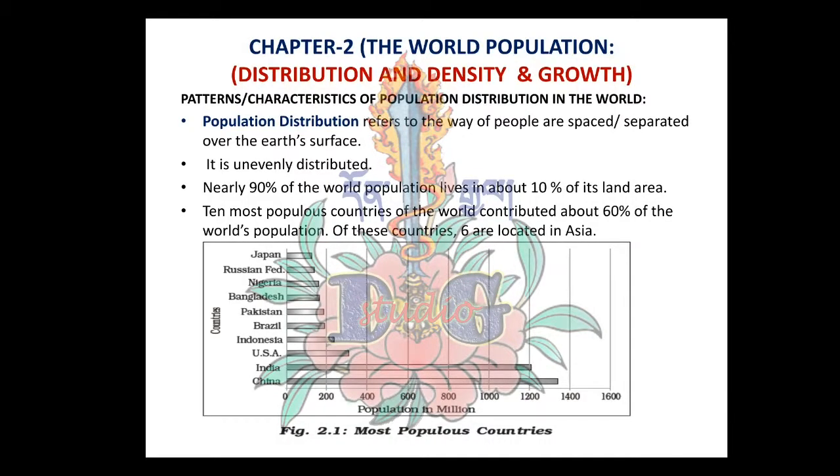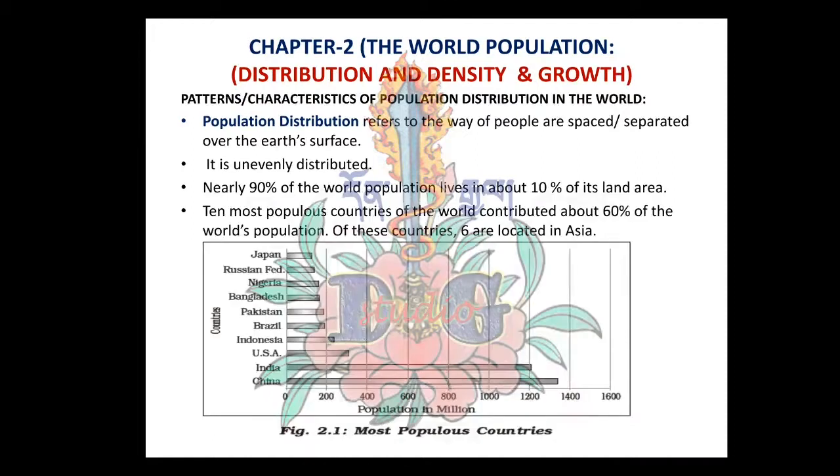So the characteristic of world population distribution is that it is totally uneven. That is, it is totally unevenly distributed. That means in some places we have a large number of people, whereas in some places we have only a few people. That is unevenly distributed.